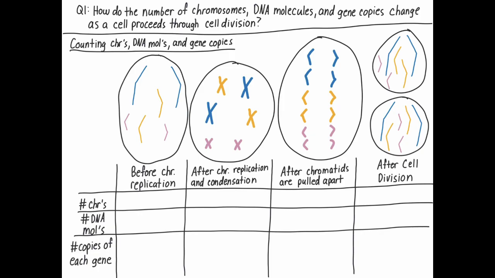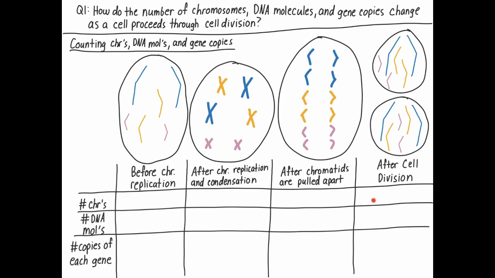To make everything easier to see, I didn't draw the nucleus in these cells. Also, I've given each chromosome type a different color, but if these were real chromosomes, we could identify each chromosome type by size, centromere location, and band pattern.